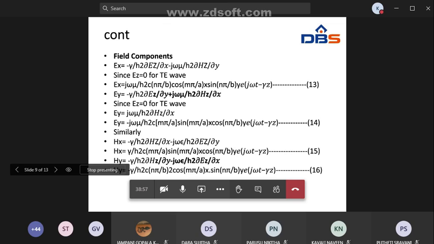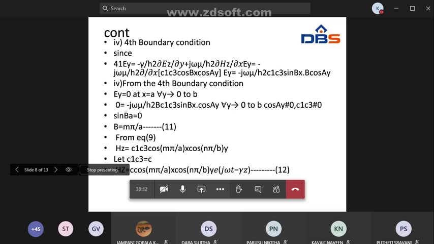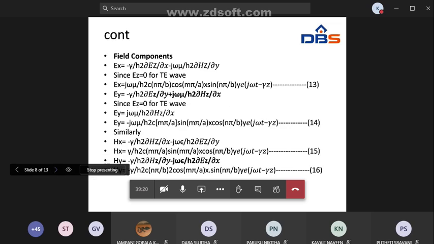Here Ez equal to 0, that's why the first term becomes 0, and substitute Hz in this equation. So what is Hz? Hz equal to C cos(m pi by a) into cos(n pi by b) e power j omega t minus gamma z. That is the Hz equation. Substitute this Hz in the Ex equation, right?